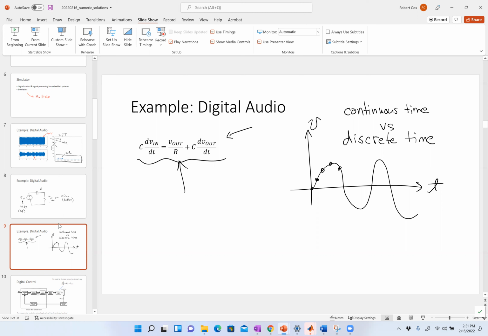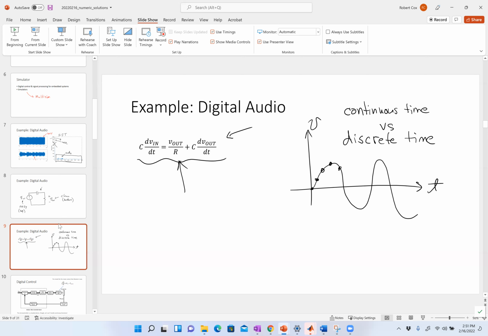What step in time do I use? That's exactly right. Because if I make the steps too close together, what's the bad thing about having them too close together? Well, then I have a lot of data. All right. If I make them too far apart, what's the problem? It's not accurate, right?